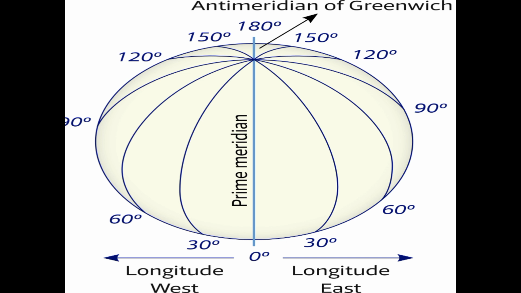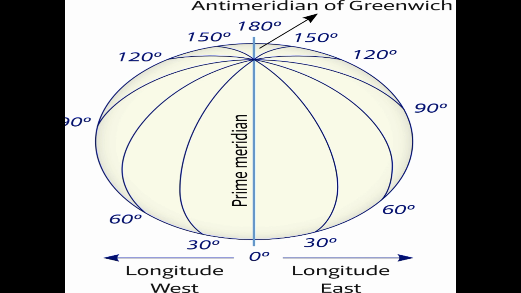Longitudes from Greenwich to the international date line in the east, 0 degrees to 180 degrees east, are known as eastern longitudes, and those from Greenwich to 180 degrees west are western longitudes. In fact, 180 degrees east and west are the same longitude, which is called the international date line. There are 180 longitudes in the east and 180 longitudes in the west, and in total there are 360 longitudes including Greenwich.